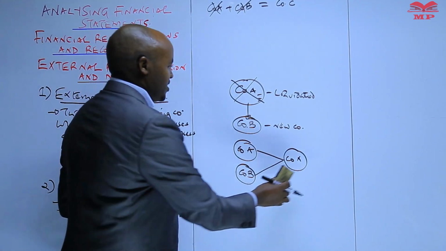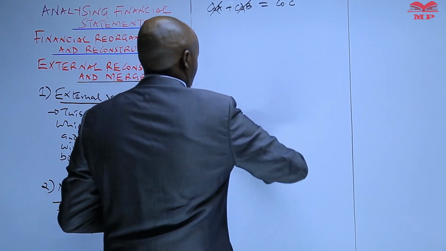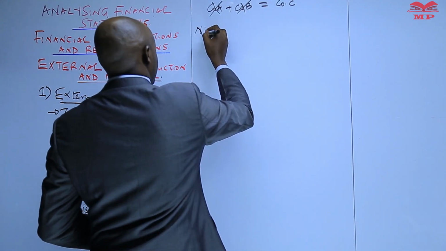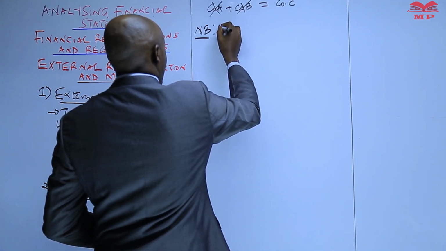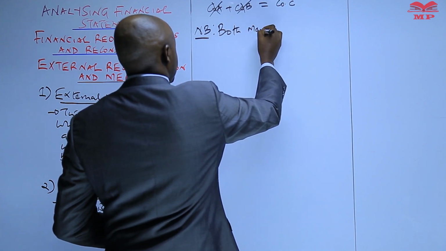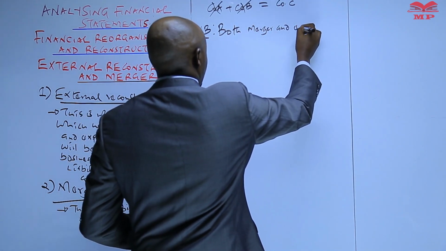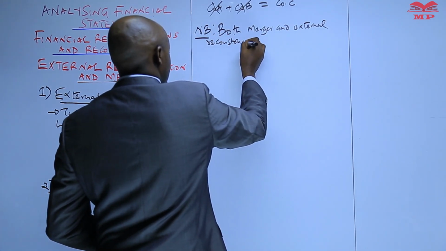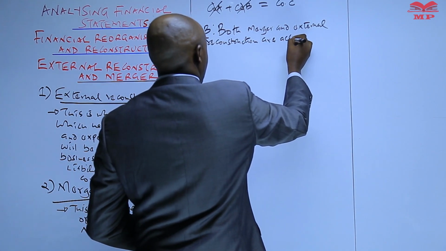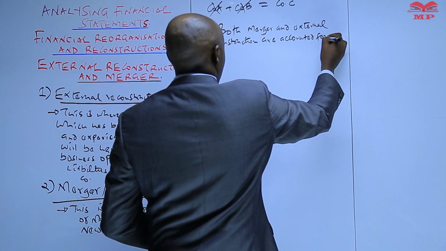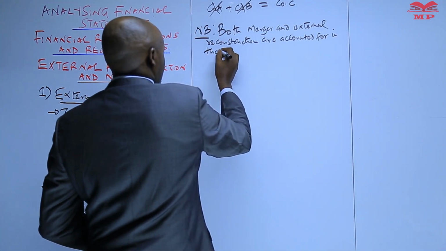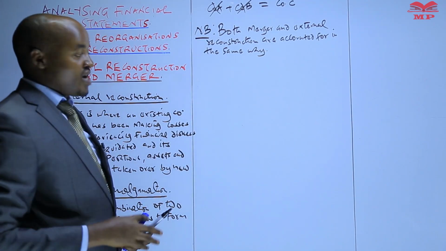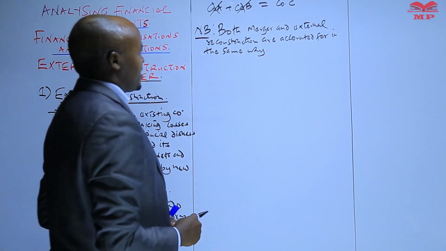Will be lost. Now, what we have said is that in terms of how we account for the external reconstruction and merger, we account for them in the same way. So we can have a note here and we say both merger and external reconstruction are accounted for in the same way.